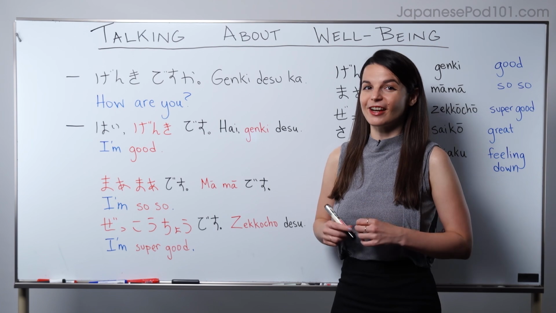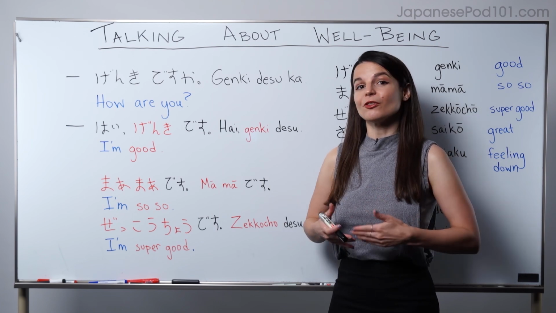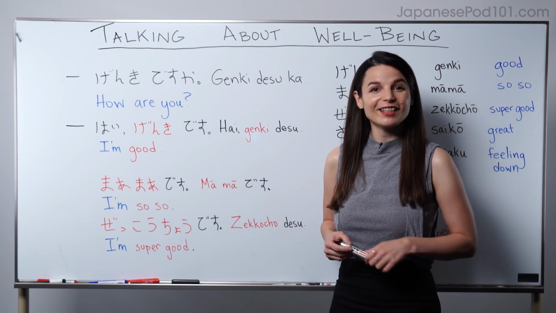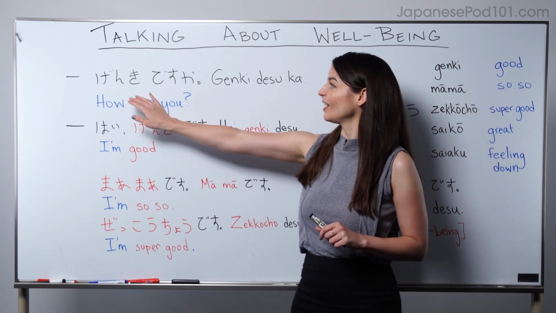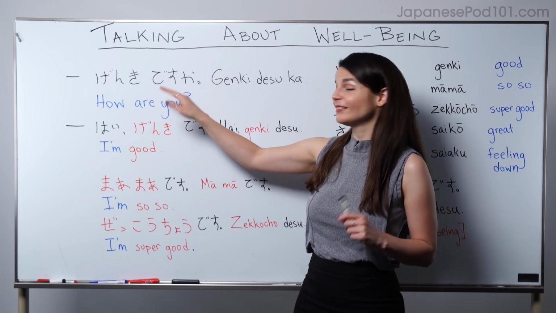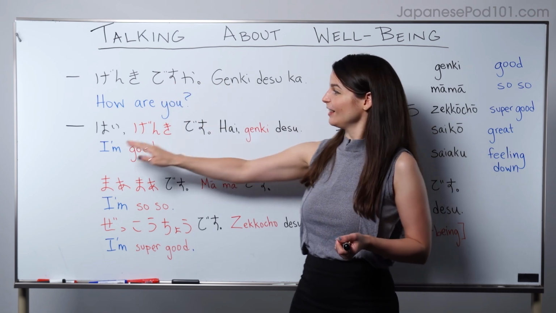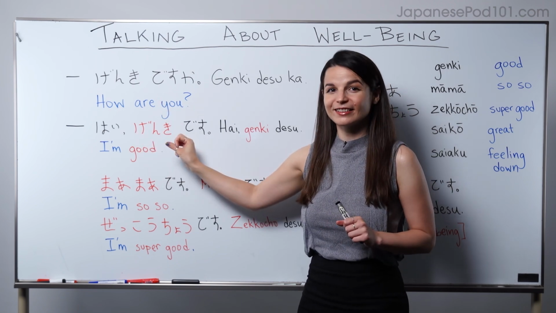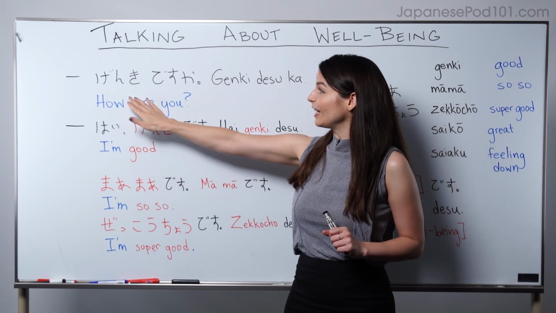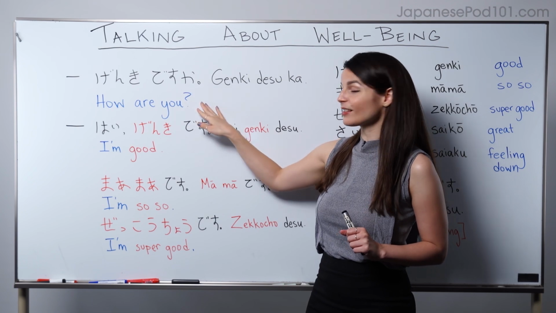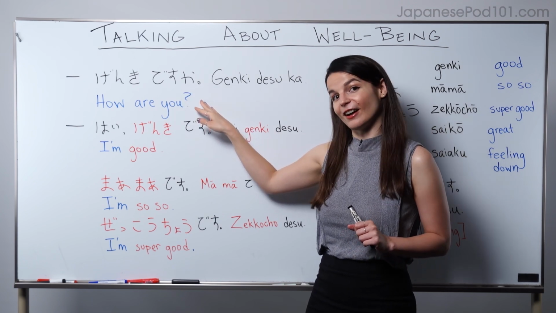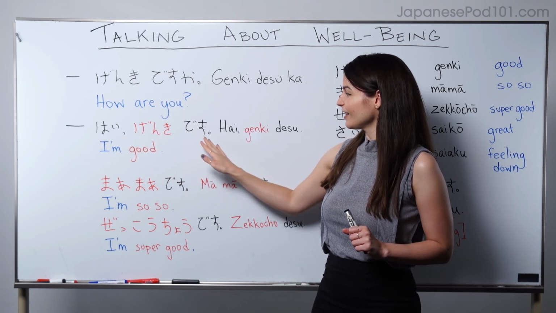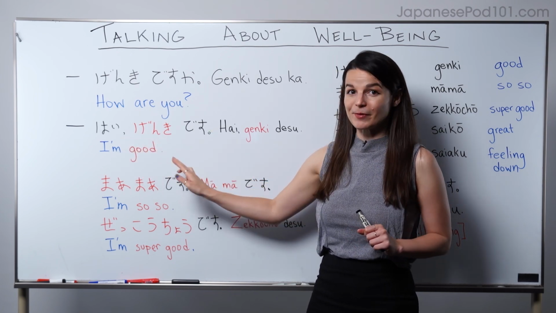Let's take a look at the dialogue. While I read it, I want you to focus on the word being used to describe the character's well-being. Let's take a look. Okay, first, genki desu ka? Hai, genki desu. So the first line here, genki desu ka, means, how are you? And the response is, hai, genki desu, which means, I'm good.